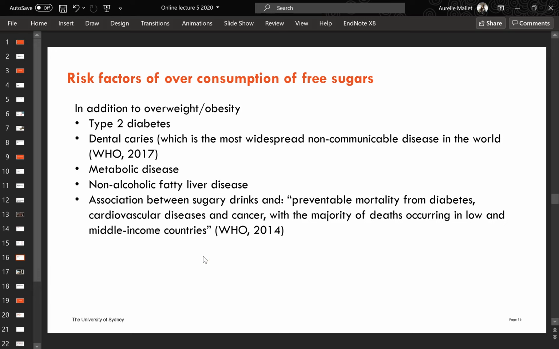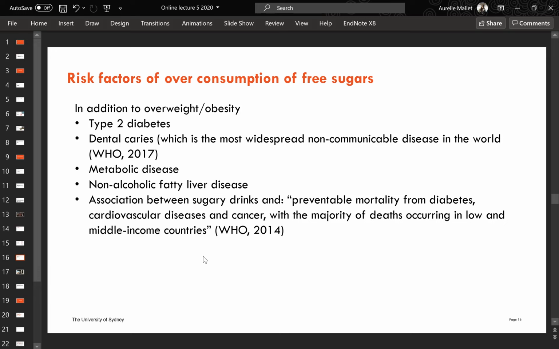And then as well, we are telling people that they should limit the amount of added sugar that they eat. One of the reasons that we saw already was that they can become overweight or obese. But what are some other complications or diseases that they can get from eating too much of these free sugars? Well, type 2 diabetes could be an obvious one here. Dental caries. This is actually the most widespread non-communicable disease in the world. So rotten teeth is the most common non-communicable disease in the world.